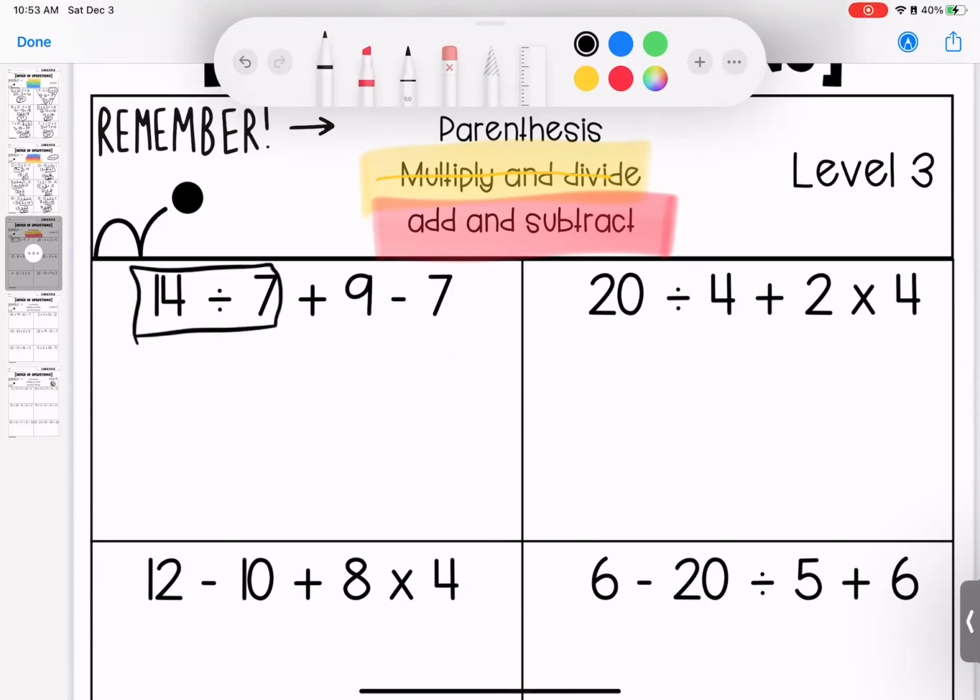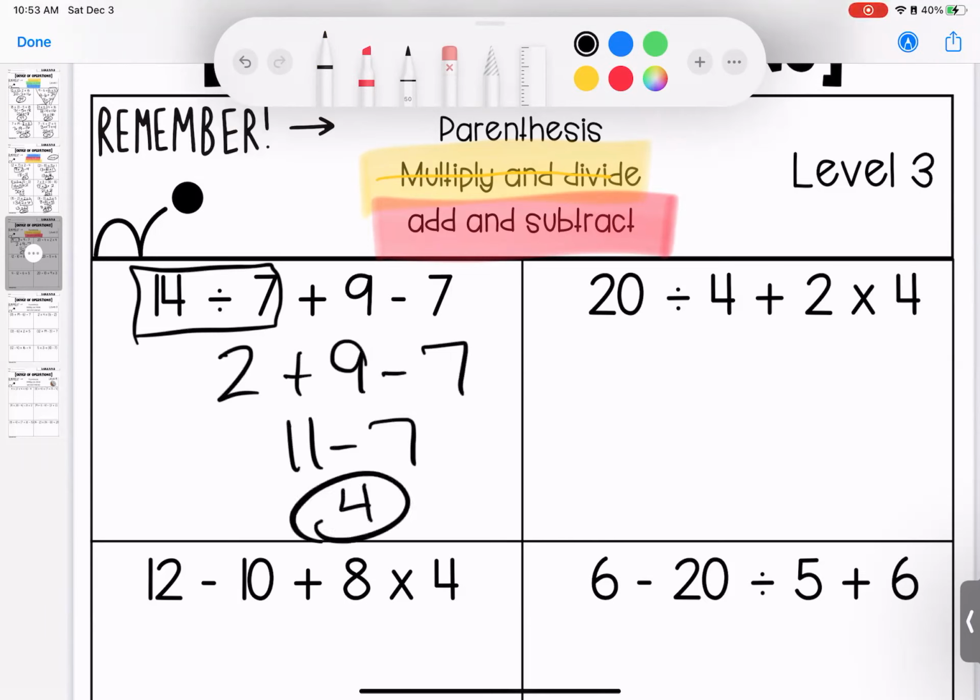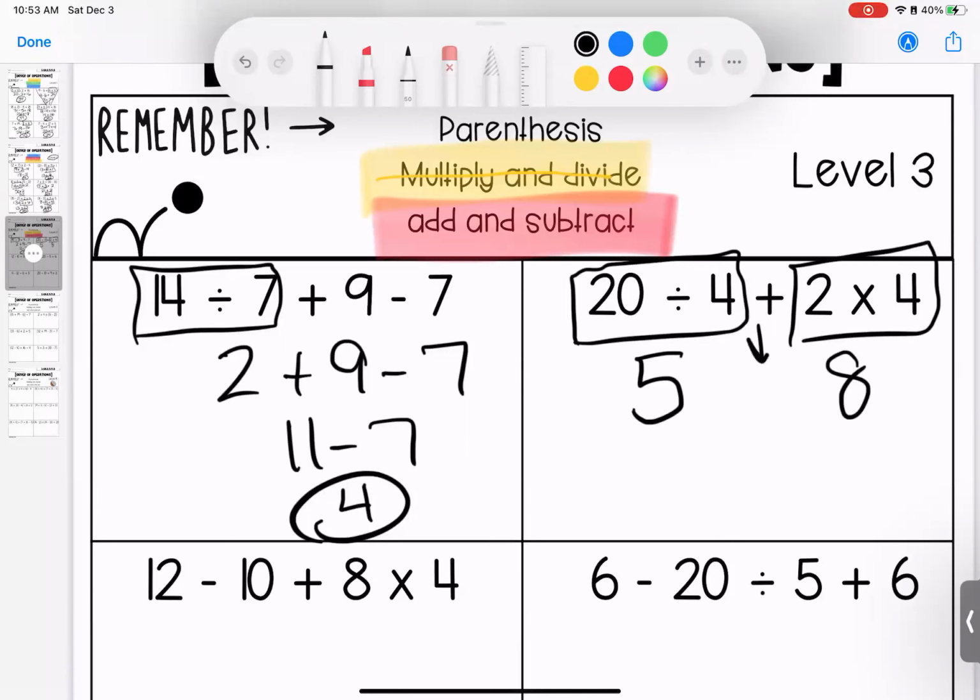Here I have 14 divided by 7. That's 2. Rewrite. 2 plus 9 is 11. Rewrite. 11 take away 7 is 4. This one I have a division and a multiplication. I do them in the order from front to back. 20 divided by 4 is 5. 2 times 4 is 8. The only piece I haven't used is my addition sign. 8 plus 5 is 13.